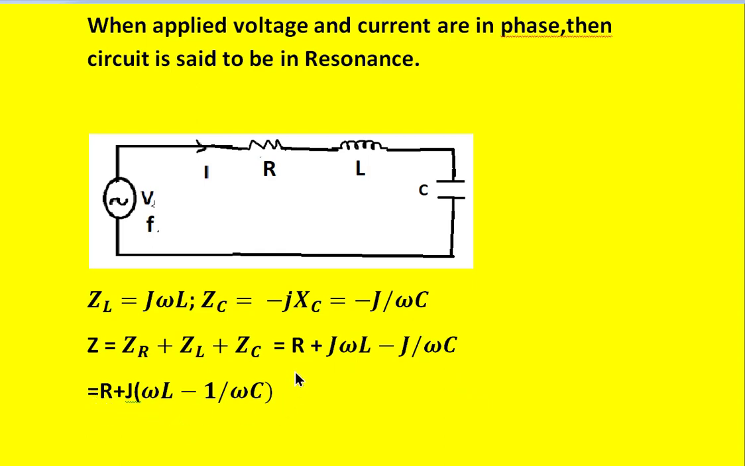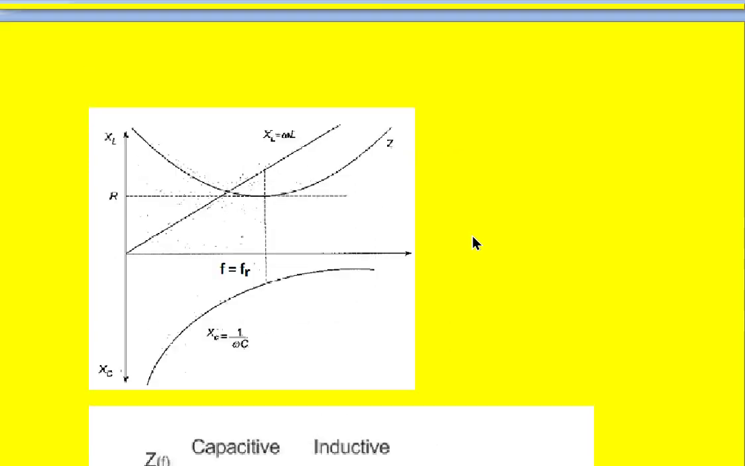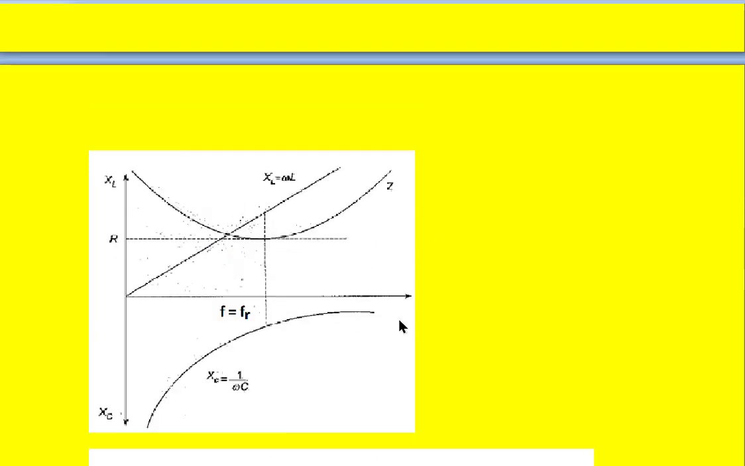If you see, the variation of the inductive and capacitive reactances are like this. When the frequency increases, the inductive reactance will also increase, that is XL is equal to omega L, which is linear passing through the origin like this. This is XL on y-axis, frequency variation on x-axis.